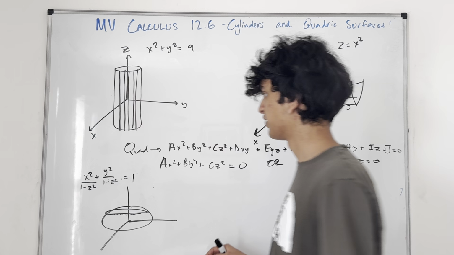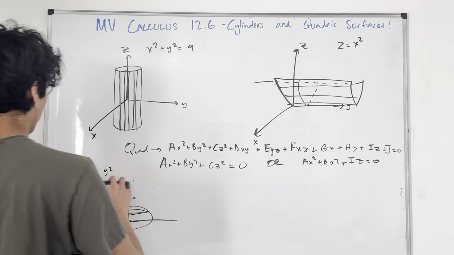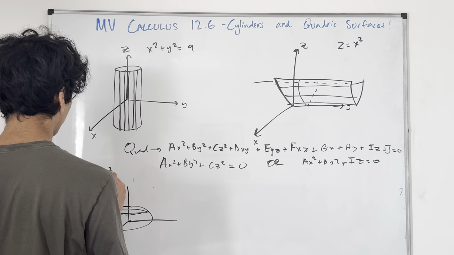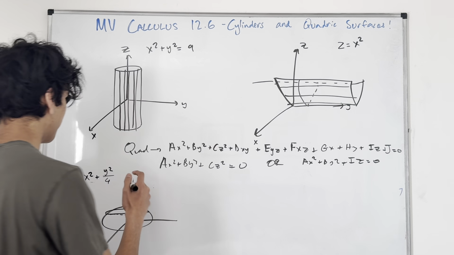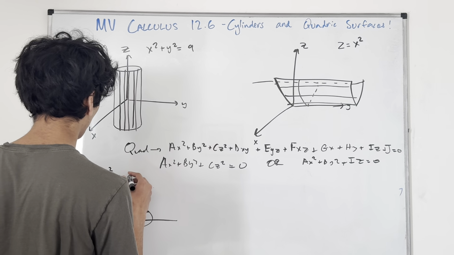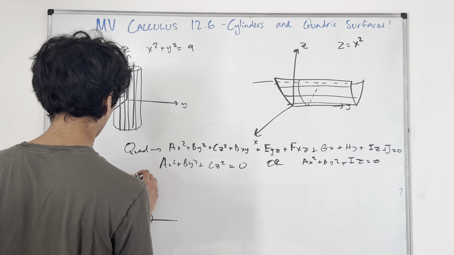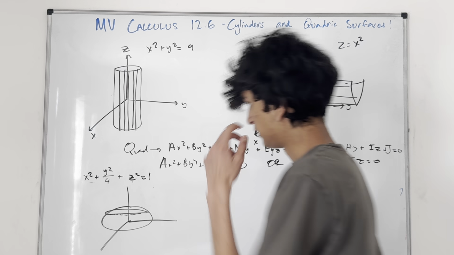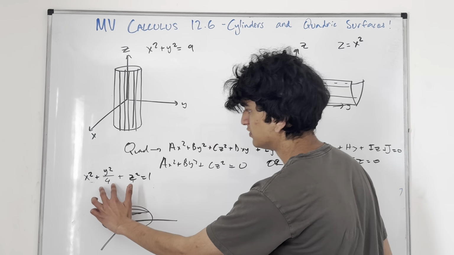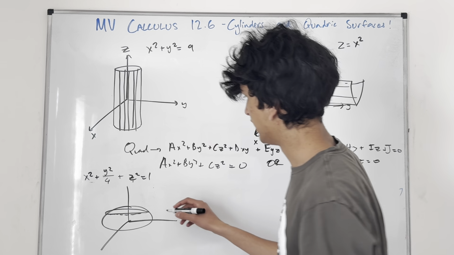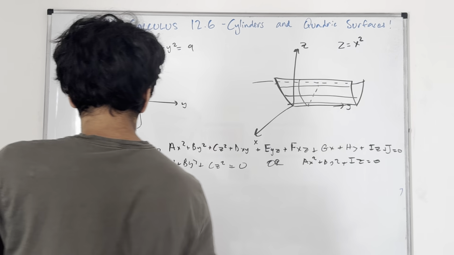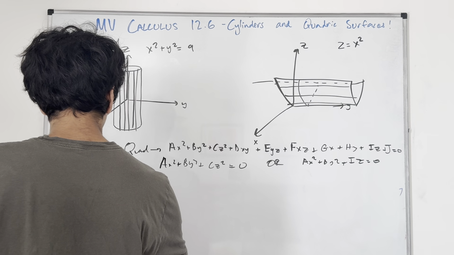You could do the same thing for the x squared. You have your x squared plus y squared over 4. I forgot the 4 here, so sorry about that. But hopefully you get the point. Plus z squared equals 1. When y is equal to 0, right? When y is equal to 0, then you just get a circle. So that would look like something like this, right?